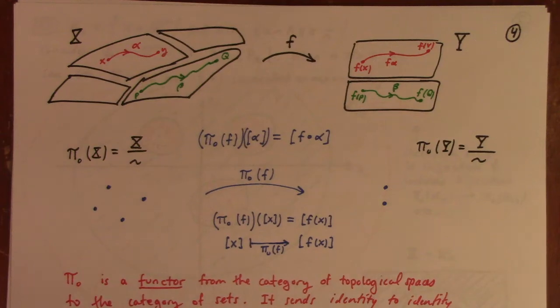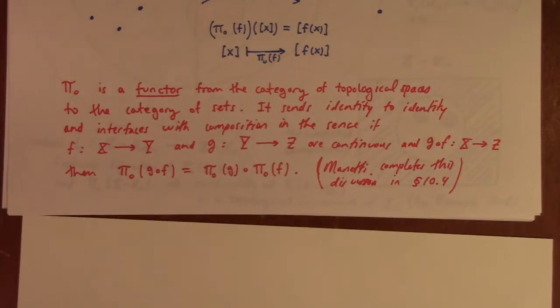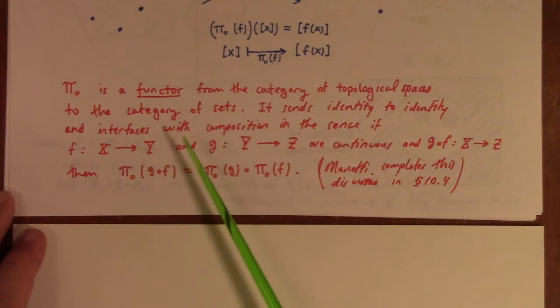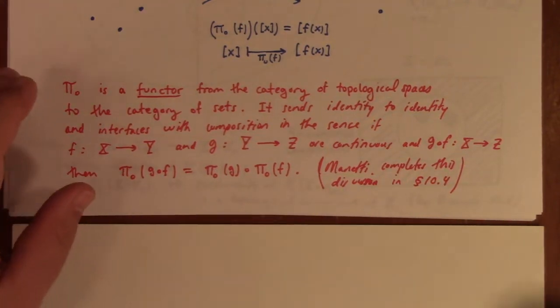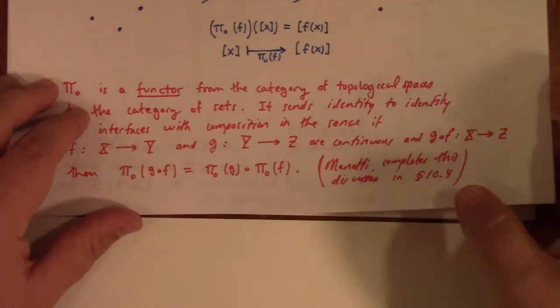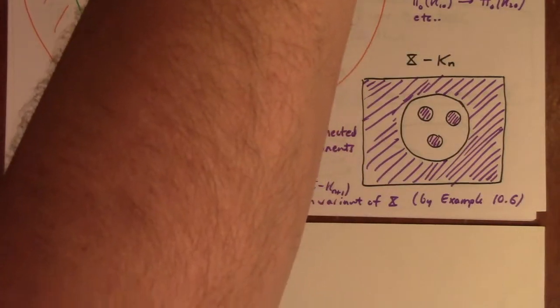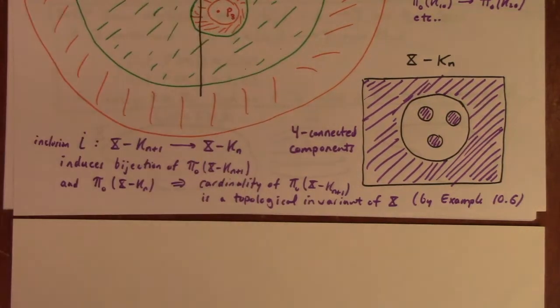Anyway, oh yes, here it is. So pi 0 is a functor from the category of topological spaces to the category of sets. It sends the identity to the identity and interfaces with composition in the sense that if you take 2 maps which you can compose, then the induced maps likewise compose in the same way. So I believe that's called a covariant functor, if I remember right. And he mentions a bunch of things about category theory in that section 10.4, but I don't really have much to say about that here. Category theory is its own course.